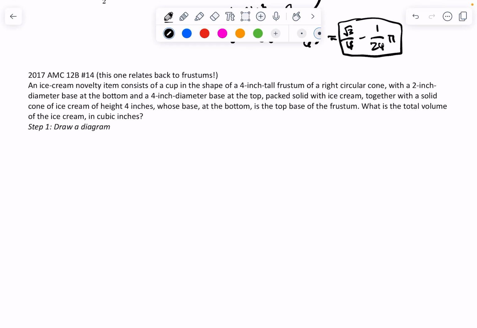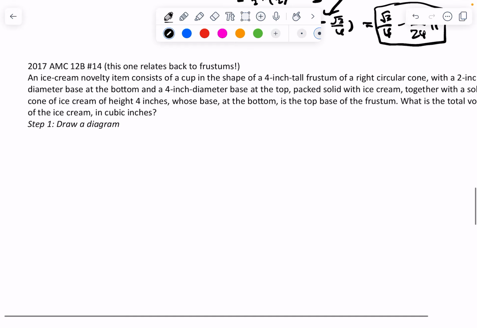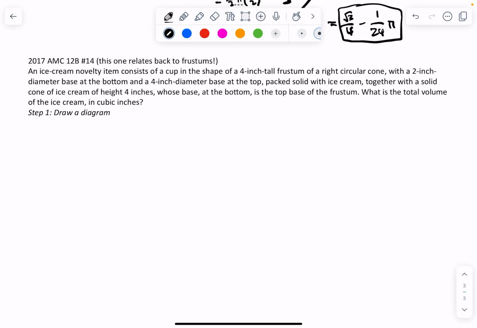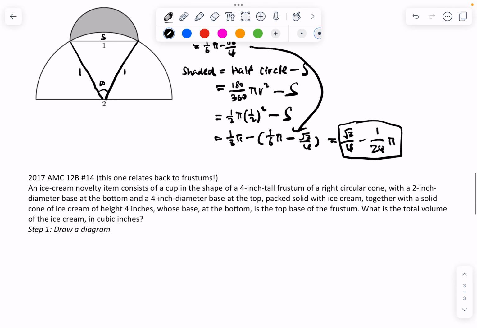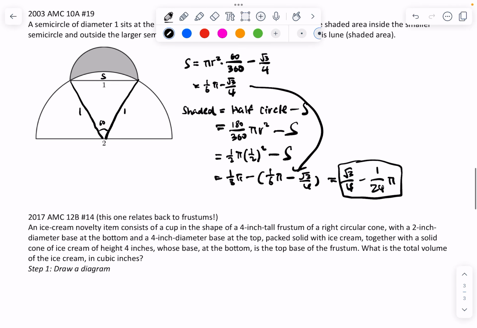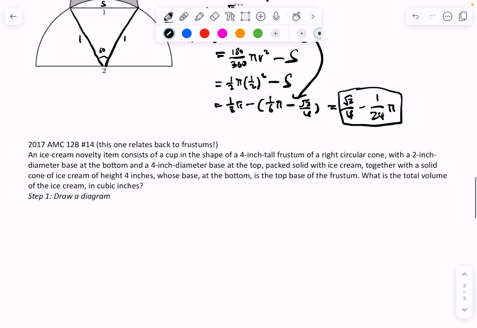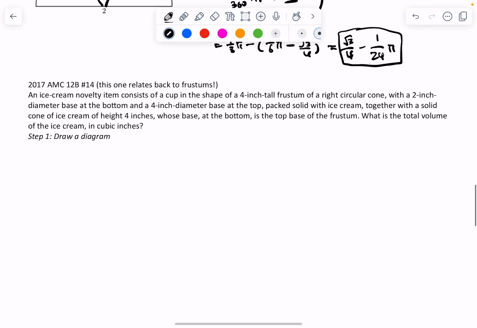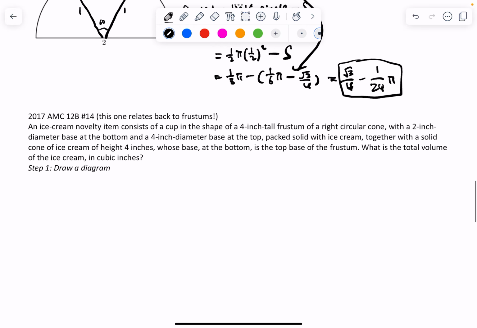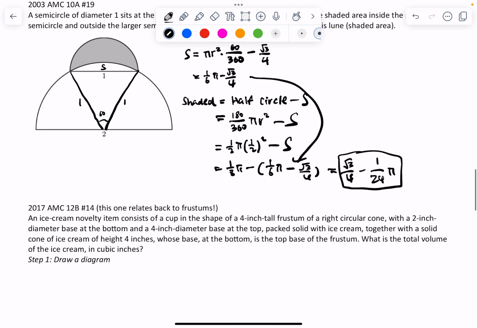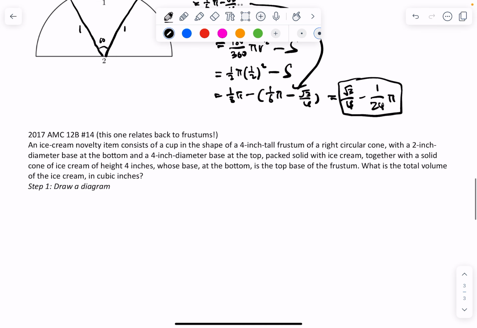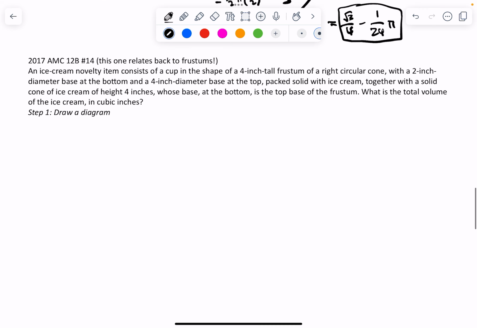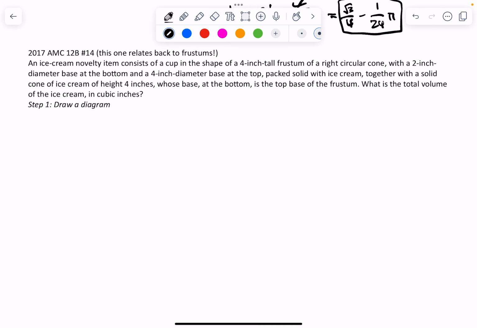Last problem. 2017 AMC 12B, number 14. This problem actually goes back to the idea of frustum. So an ice cream novelty item consists of a cup in the shape of a 4-inch tall frustum of a right circular cone with a 2-inch diameter base at the bottom and a 4-inch diameter base at the top, packed solid with ice cream.